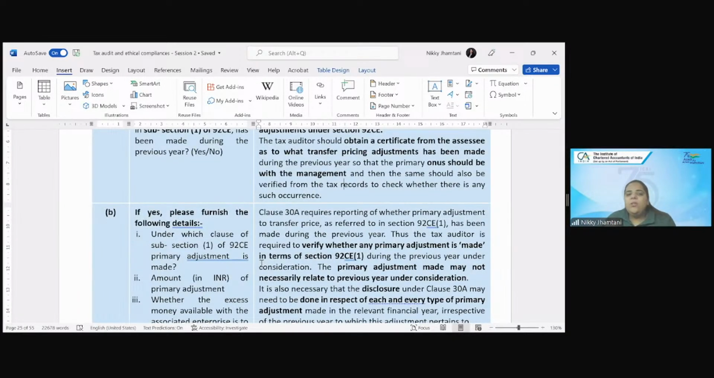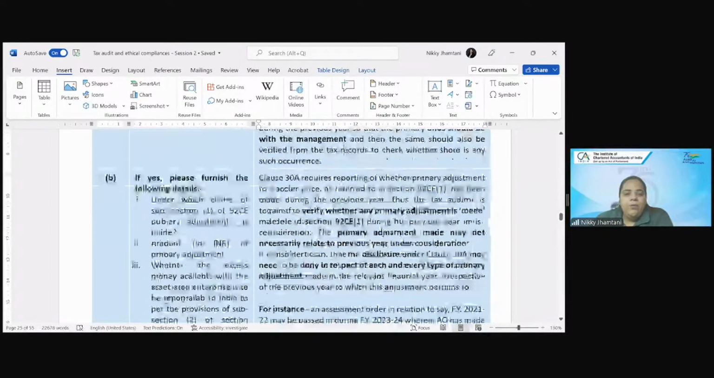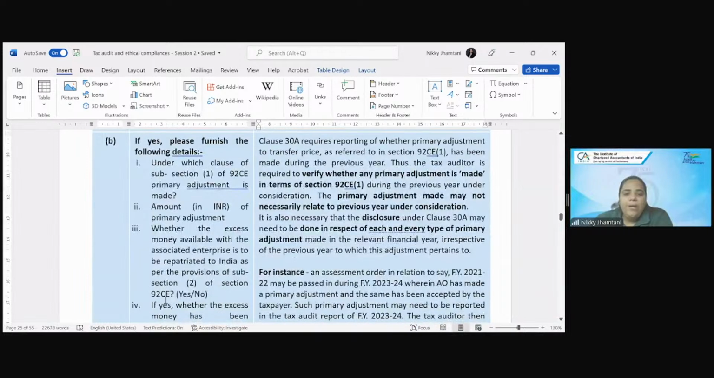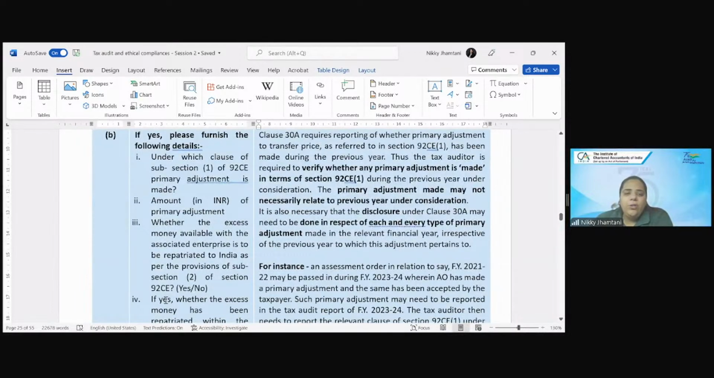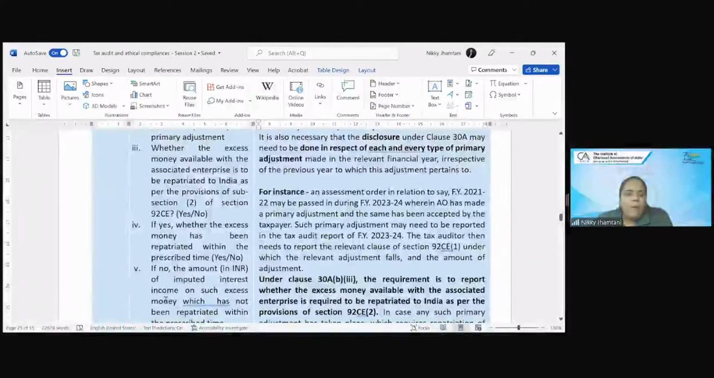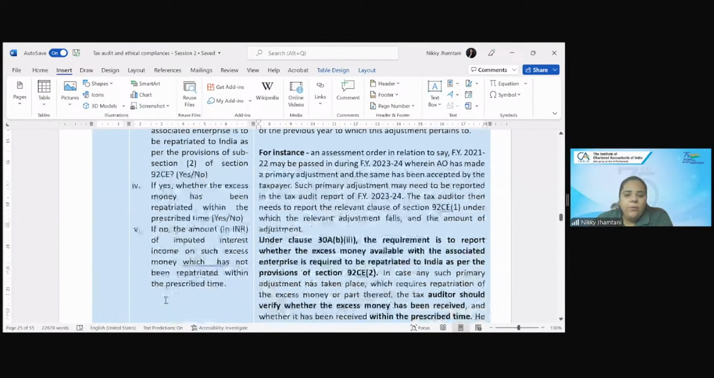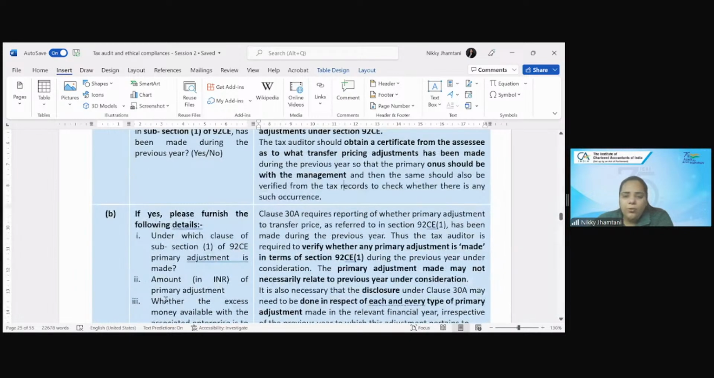So if the answer is yes, please furnish the following details. Under which clause of sub-section 1 is the primary adjustment made? Amount in INR of primary adjustment. Whether the excess money available with the AE is to be repatriated to India as per provisions of sub-section 2 of 92CE. If yes, whether the excess money has been repatriated within the prescribed time. If no, the amount in INR of imputed interest income on such excess money which has not been repatriated within the prescribed time. So basically, it deals with primary adjustment and secondary adjustment of transfer pricing.